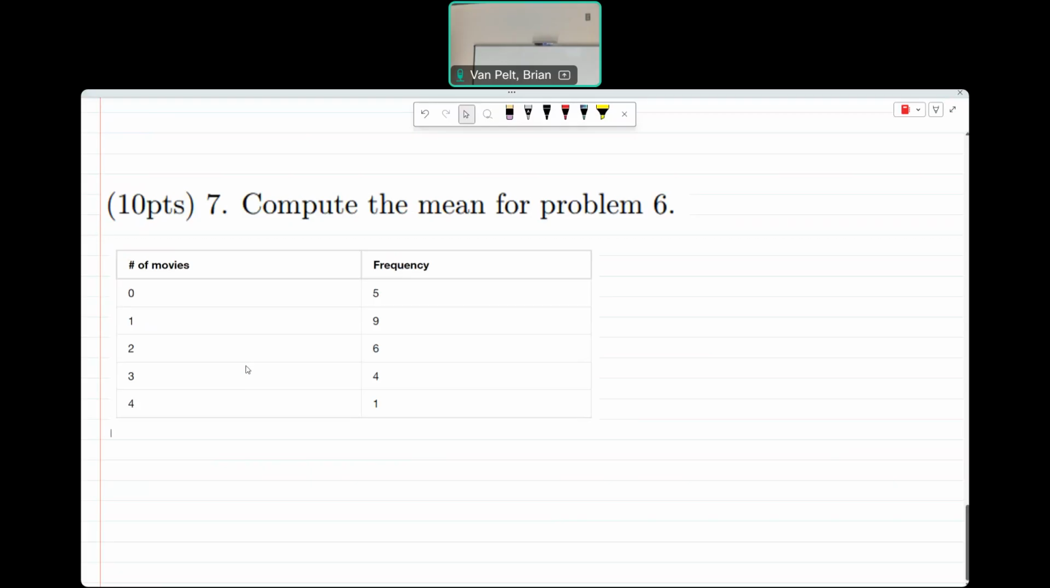Well, you still need to add up the frequencies. That still adds up to 25. It's the same data used for several problems. So this is 25. Usually when I do this, I'll call it X, and I'll call this F. And then I'll make a new column where it'll be X times F.